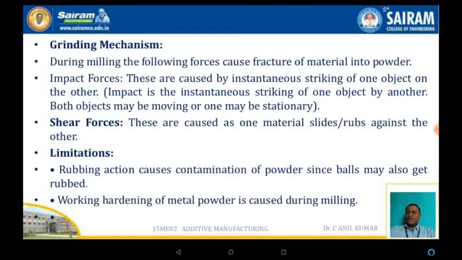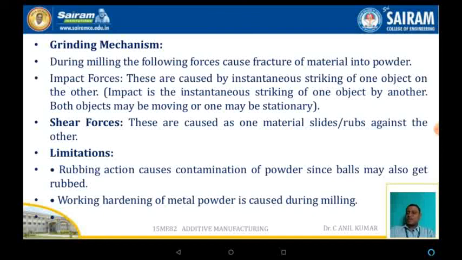During the milling, the following forces cause the fracture of the material into powder. Impact force. This is caused by the instantaneous striking of one object on another. Shear force. This is caused as materials slide or rub against one another.